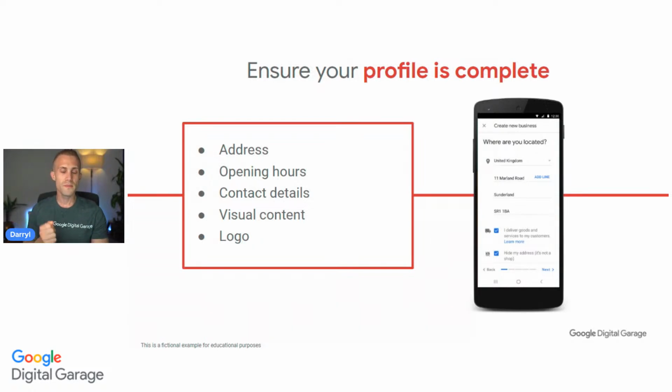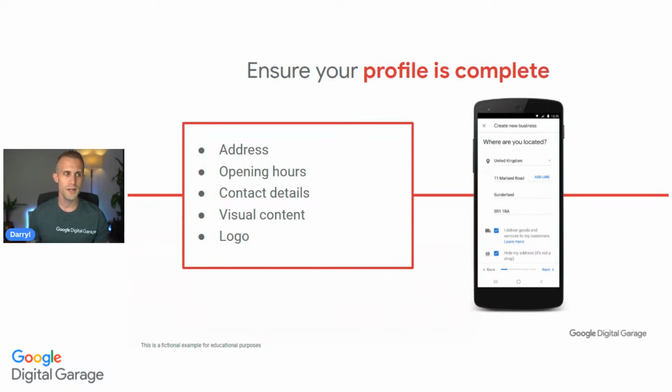Now, when I'm saying it's complete, this probably never really ends, but the core information is the information that your customers will require. So, the address, of course, we need to know how to get to your business. Very, very important. Without that address, Google Maps or Google cannot add a direction path for your customers to find that business. Next up, the opening hours.